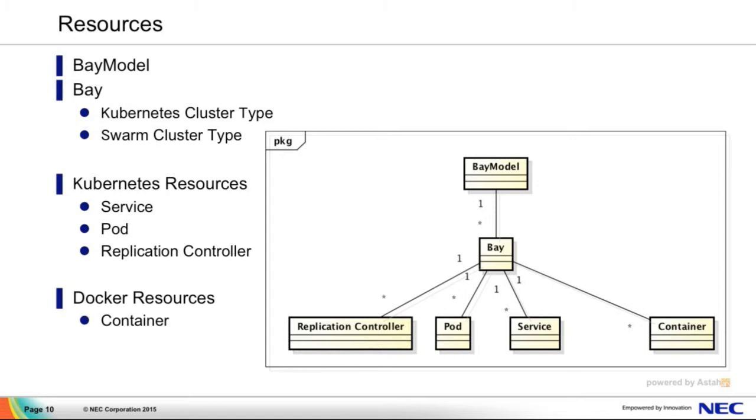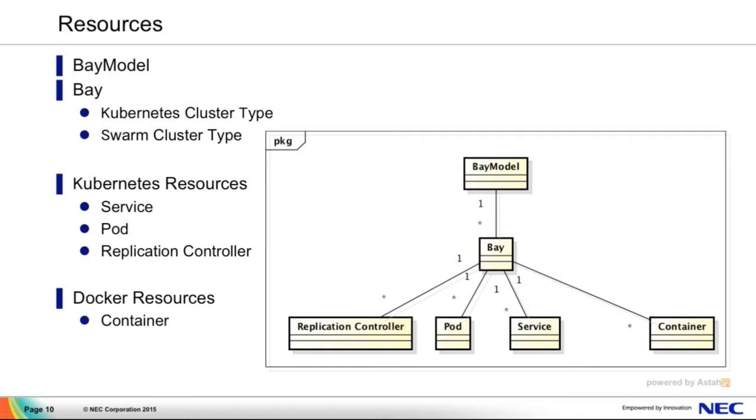Kubernetes type Bay has three resources, which are service, pod, replication controller. These are derived from Kubernetes. You can manage these resources using Magnum. And of course, you can manage these using Kubernetes directly.